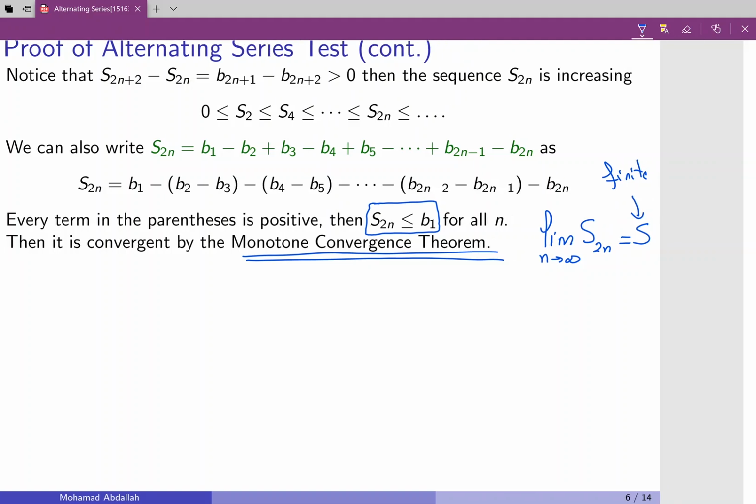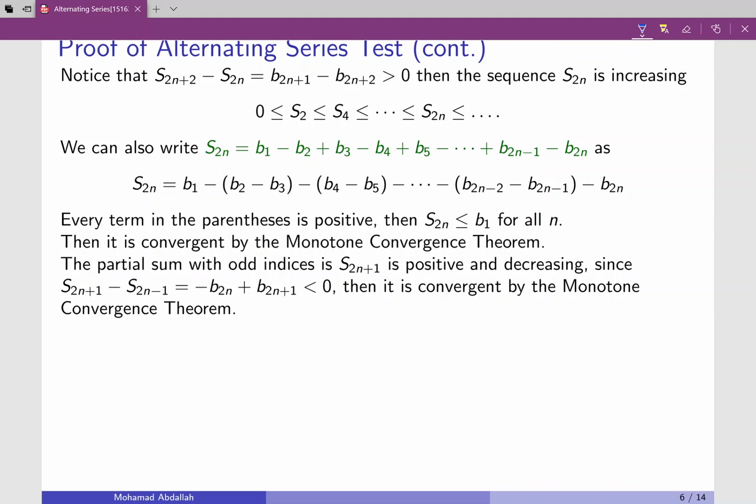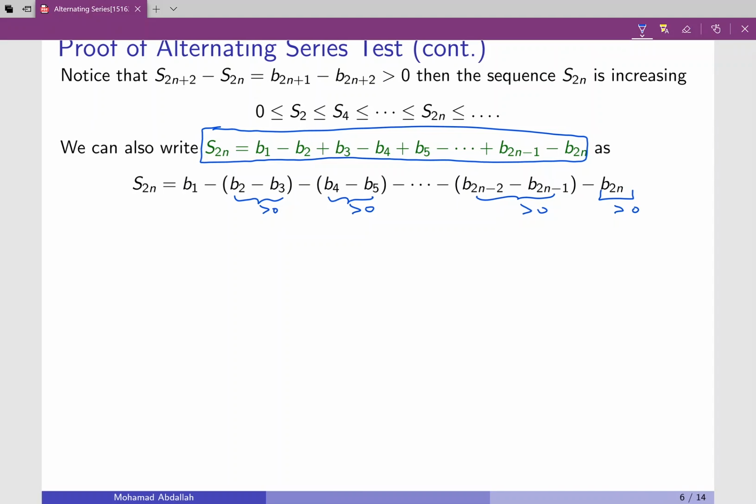In a similar way, I can try to show that the partial sum with odd indices is also convergent. Now the partial sum with odd indices, S2n+1, is positive and decreasing. Now why is it decreasing? Because you can take the difference S2n+1 minus S2n. When you take the difference, again, how do you take the difference? Well, you have everything listed here.